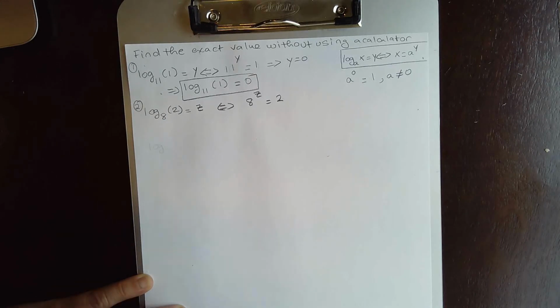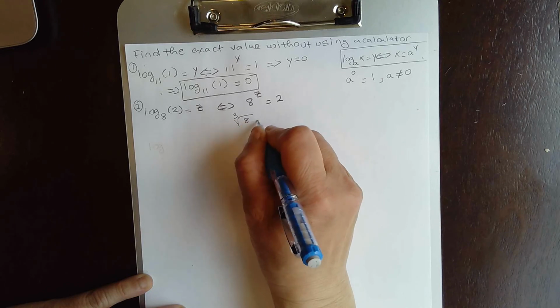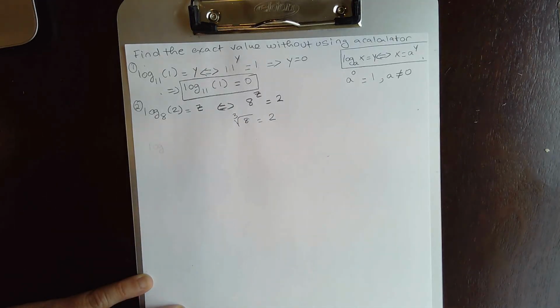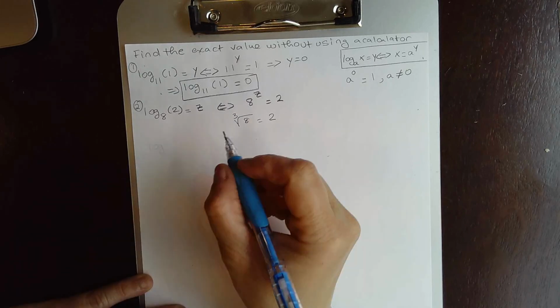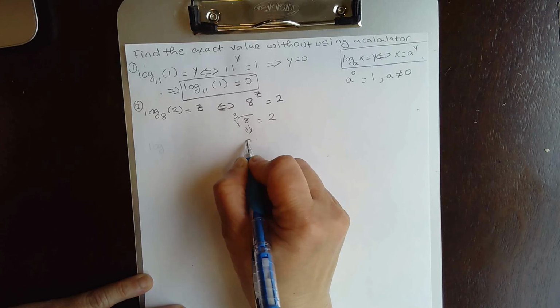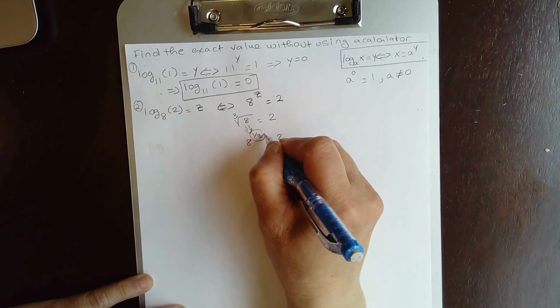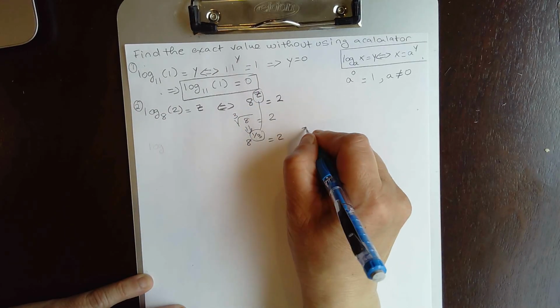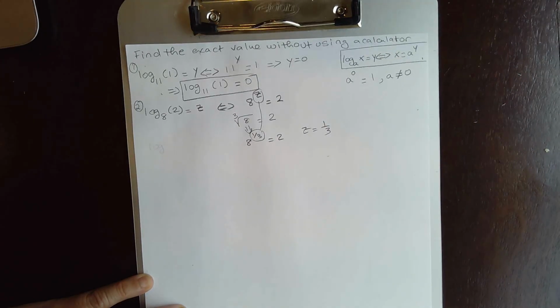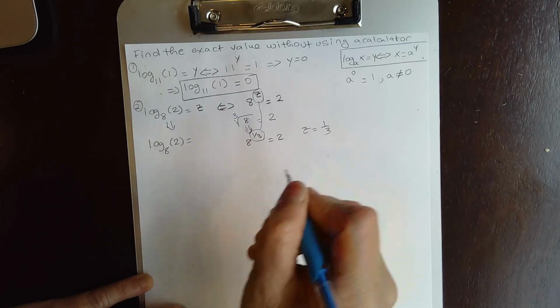So we have a rational exponent, which is the same as a radical. We can change it to a radical. If you recall, the cube root of 8 is equal to 2. That's what you have here. Cube root of 8 is equal to 2. And writing it with a rational exponent, that's the same as 8 to the 1/3 equal to 2. That means z must be equal to 1/3. So the log base 8 of 2 is equal to 1/3.